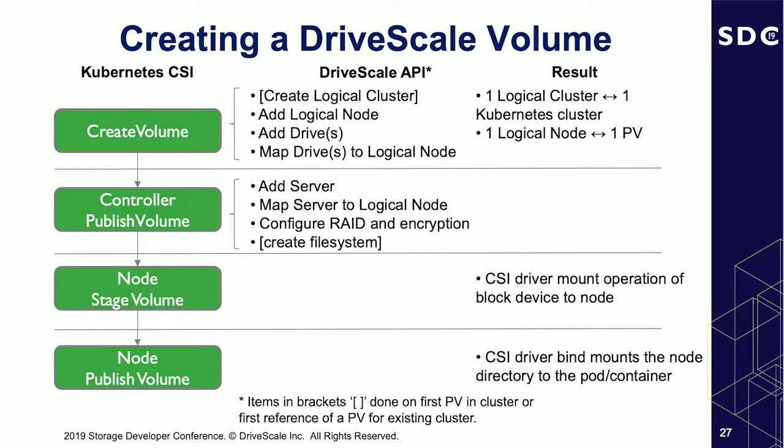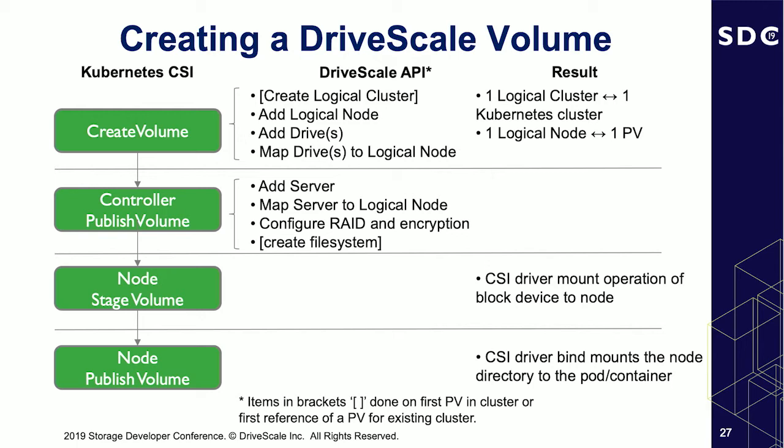So, some things that happen. We are talking about persistent storage. A couple of things happen. You have a Kubernetes cluster. You've installed the server agents and you install the CSI driver. You have a DriveScale deployment with hardware.